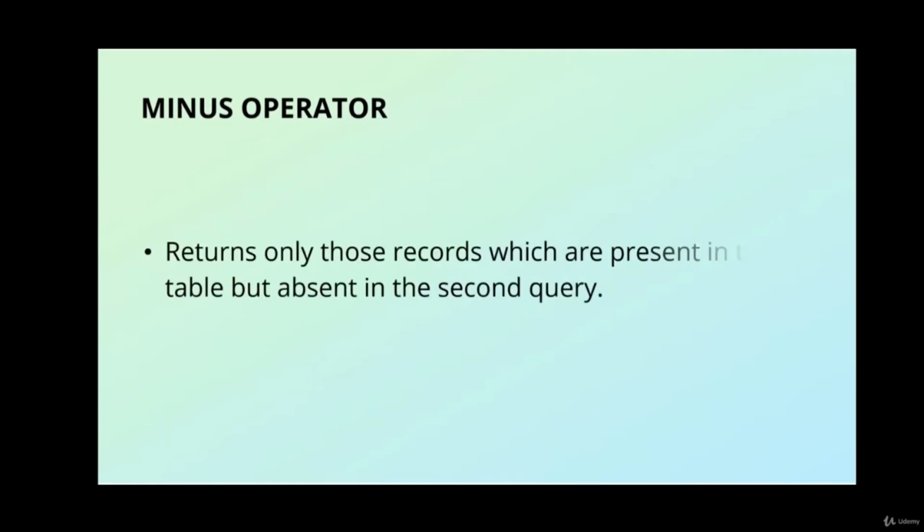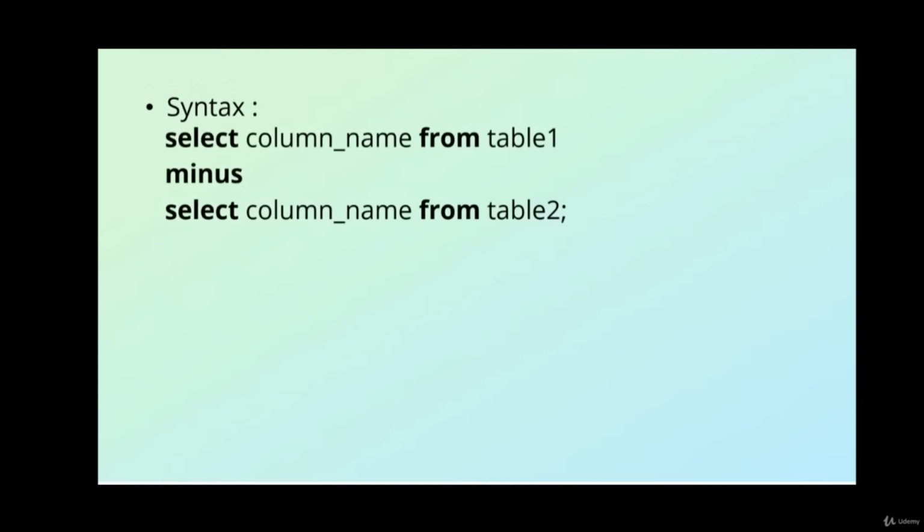Next operator is the minus operator. The minus operator returns only those records which are present in the first table and absent in the second one. Data is arranged in ascending order by default. The syntax for the minus operation is select column name from table 1 minus select column name from table 2.